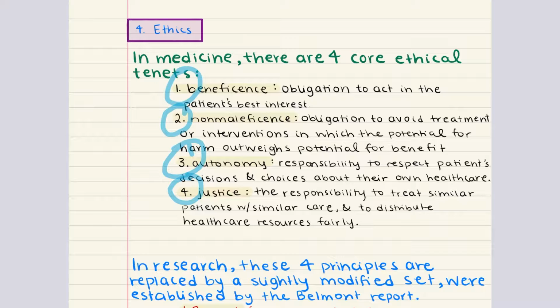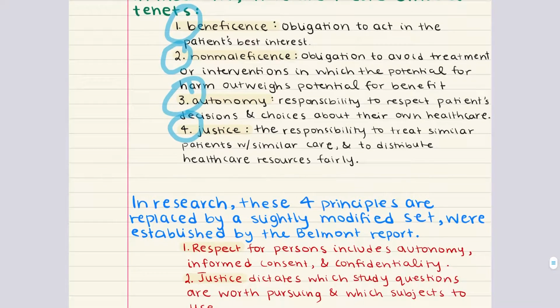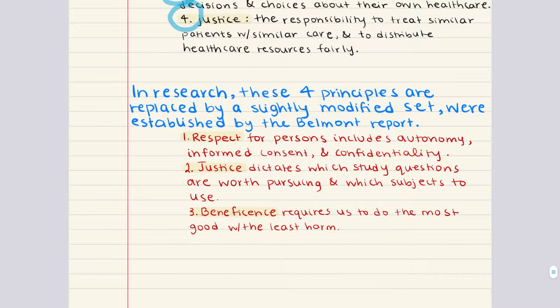While these 4 tenets guide clinical medicine, research ethics relies on a slightly modified framework established by the Belmont Report. This report outlines 3 key ethical principles for research involving human subjects. They are respect for persons, justice, and beneficence. So let's look at these in detail.